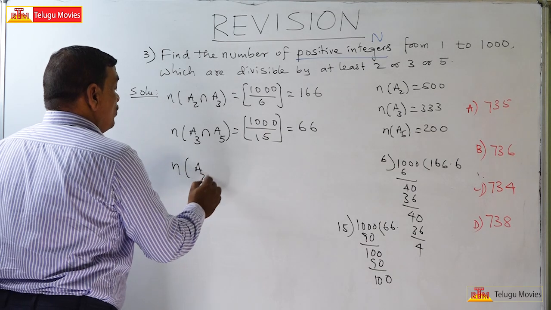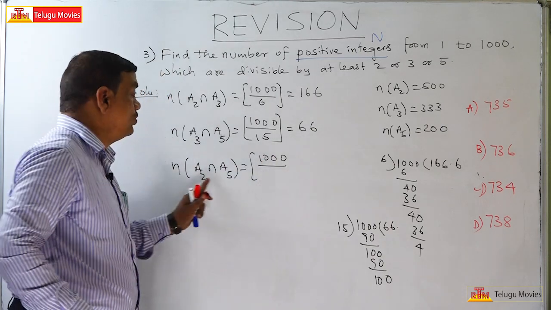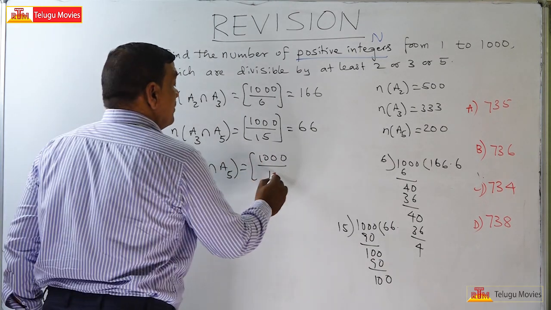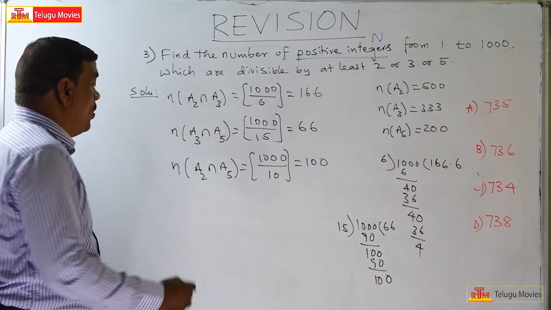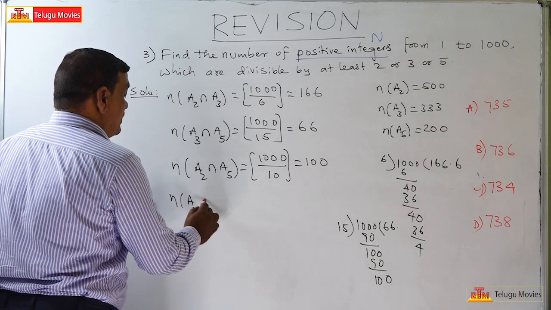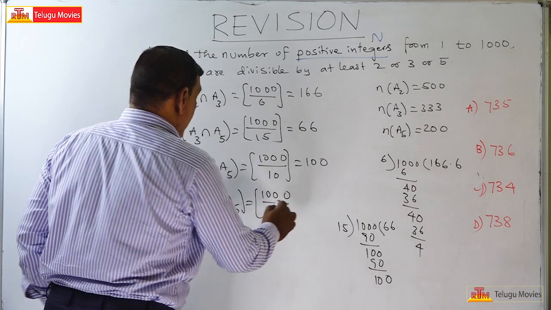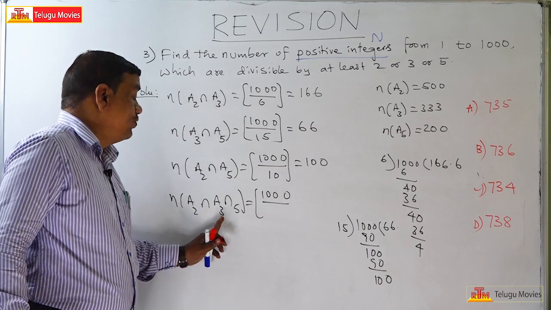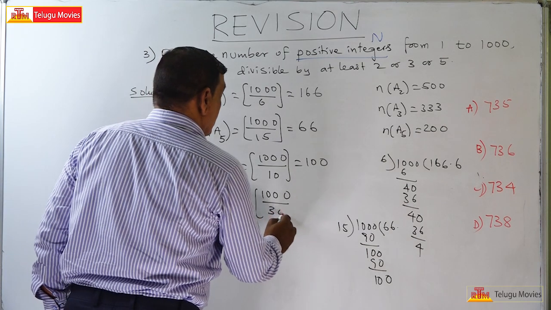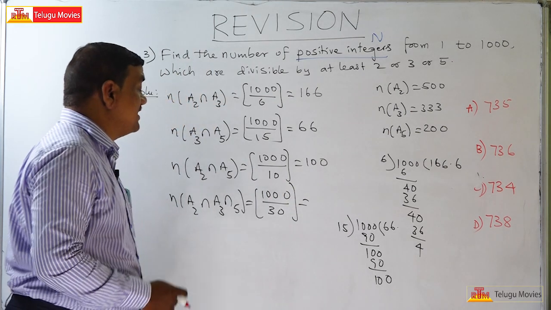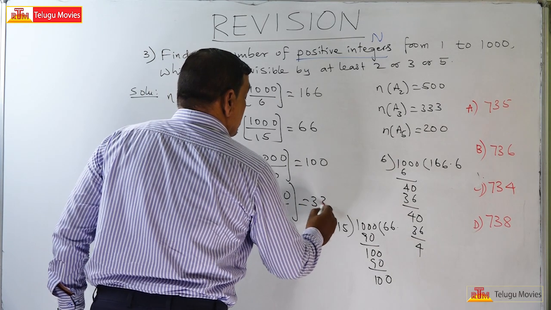N of A2 intersection A5. This is 1000 by the LCM of 2 and 5, which is 10. So this is equal to 100. Understand? Now n of A2 intersection A3 intersection A5 is equal to floor of 1000 by, what is the LCM of 2, 3, 5? 2 3s are 6, 6 5s are 30. Okay now, 1000 by 30 is 100 by 3, which means 33.33 something, 33 you will get.